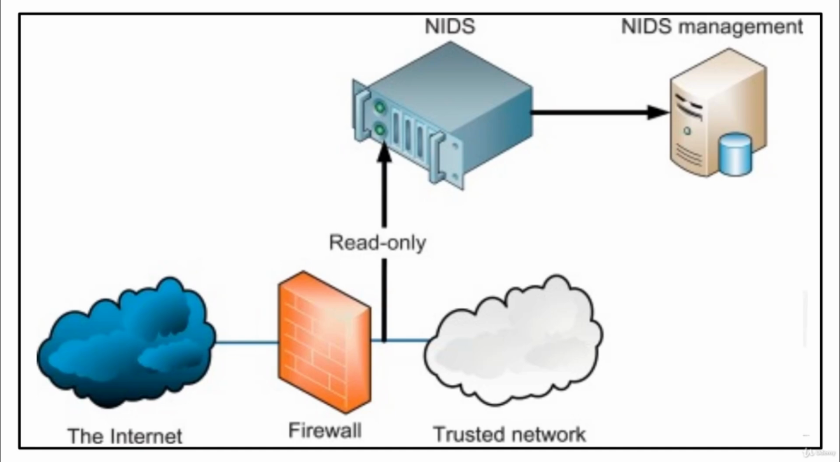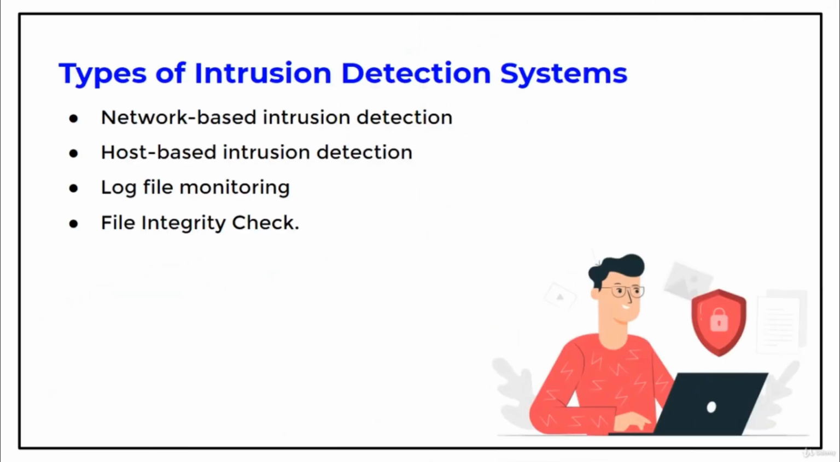NIDS are set up at a planned point within the network to examine traffic from all devices on the network. It performs an observation of passing traffic on the entire subnet and matches the traffic that is passed on the subnet to the collection of known attacks. Once an attack is identified or abnormal behavior is observed, the alert can be sent to the administrator. An example of an NIDS is installing it on the subnet where firewalls are located in order to see if someone is trying to crack the firewall.